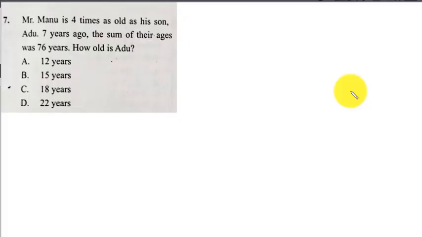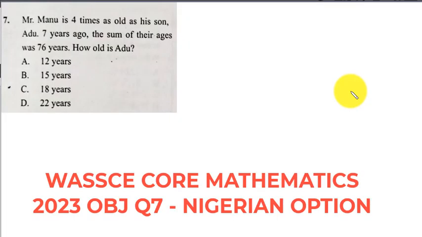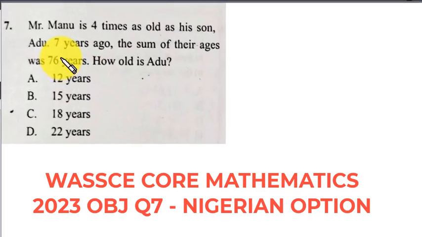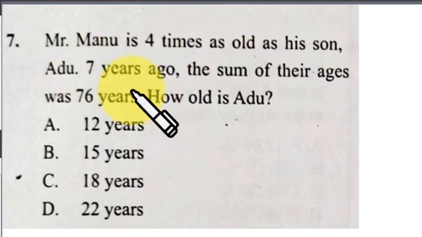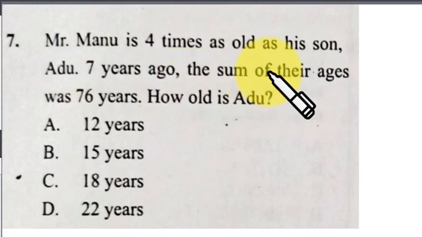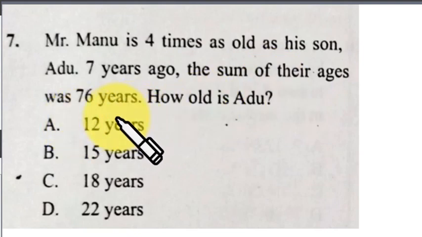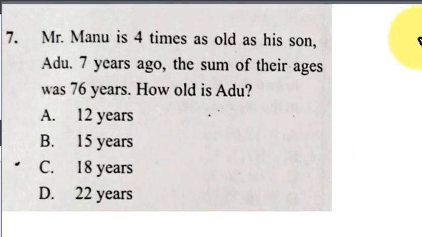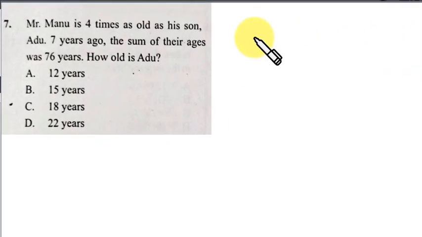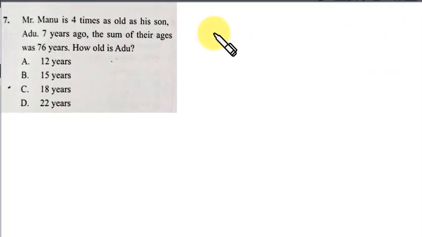In this video, we'll look at the WASSCE 2023 General or Core Math, the Nigerian paper. That is question number 7, objective. It says that Mr. Manu is 4 times as old as his son Adu. 7 years ago, the sum of their ages was 76 years. How old is Adu now? This is a word problem, and we are going to look at how we can solve this question.